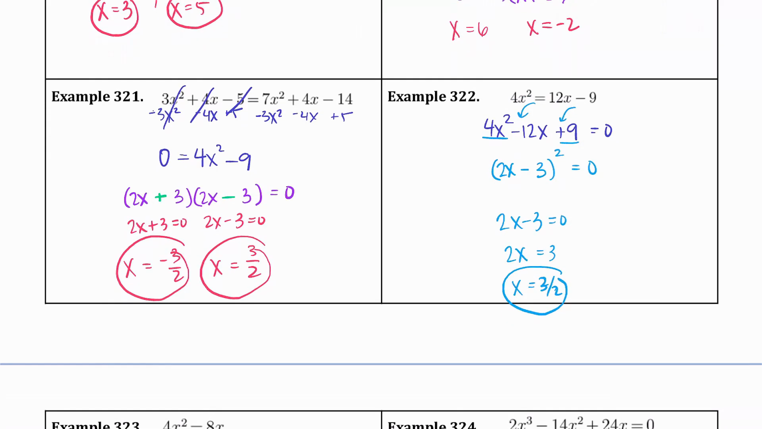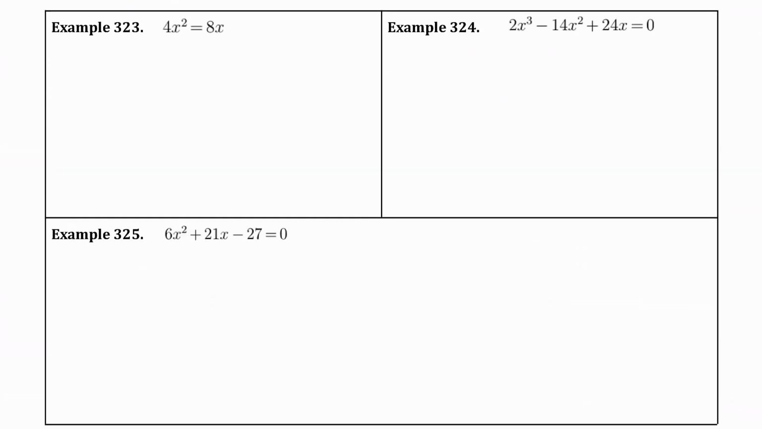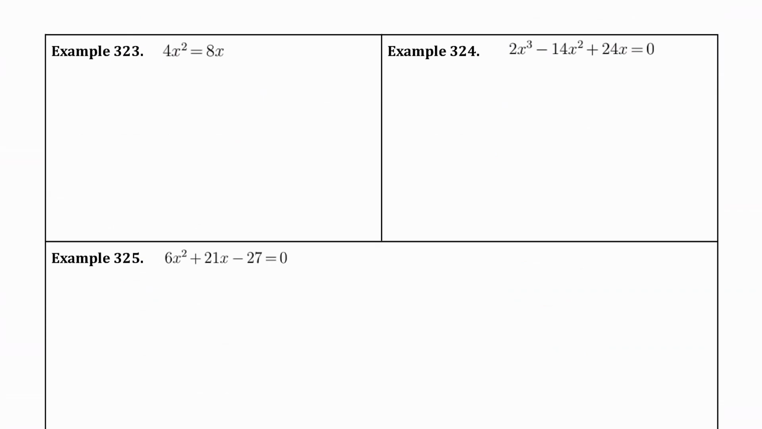So we're combining everything we've done in the last couple sections on how to factor, and now just using those to help us find solutions. Okay, on example 323, we're going to move everything to one side. I'm going to move my 8x to the left side, and I end up with 4x squared minus 8x equals 0. All right, before we do anything, we always look for a greatest common factor.